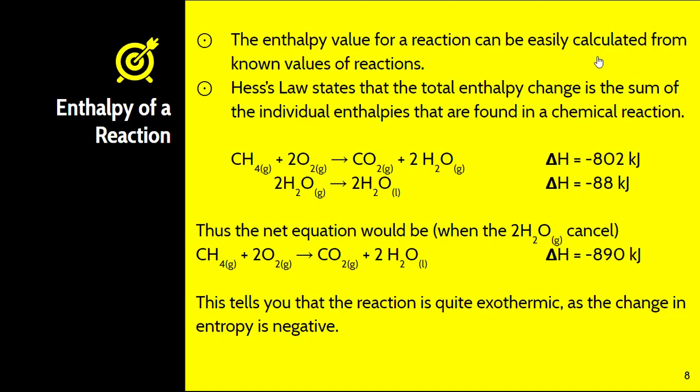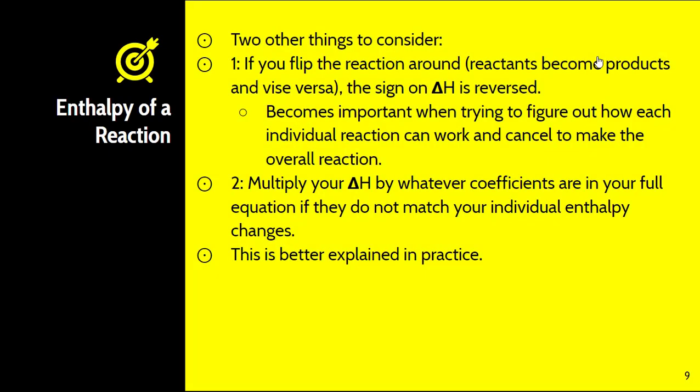All right. So a couple rules to consider as we go through and do this. If you flip the reaction around, so for example, you may have to take the reactants and products and flip them in order to get everything to cancel appropriately. If that is the case, then the sign on your change in enthalpy is reversed. This becomes really important when trying to figure out how each individual reaction can work and cancel to make your overall reaction. You'll see this in practice.